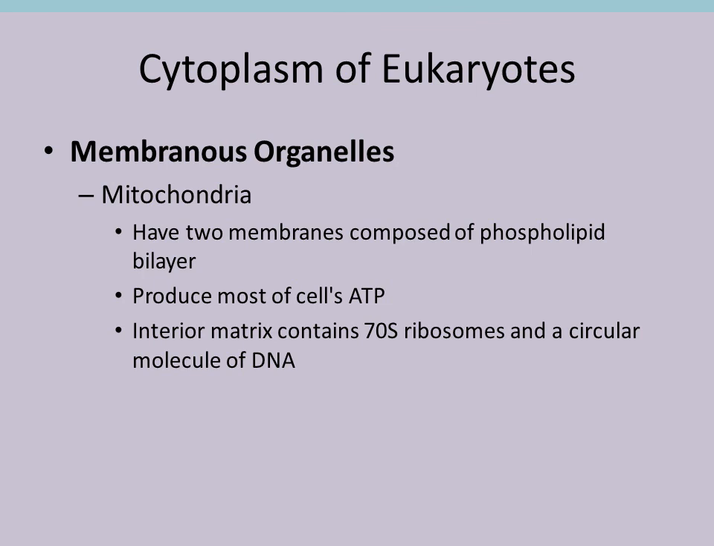The mitochondria is a double membraned organelle, so it has two layers. This is the powerhouse of the cell. This is where most of the ATP is going to be produced. Something interesting about the mitochondria is that in the internal matrix, it does contain 70S ribosomes, and it does contain circular DNA. If you remember, that is what is found in prokaryotic cells, not eukaryotic cells. But we're talking about eukaryotic cells right now.